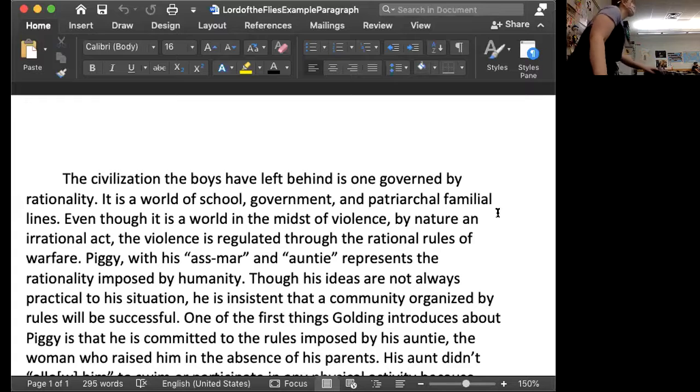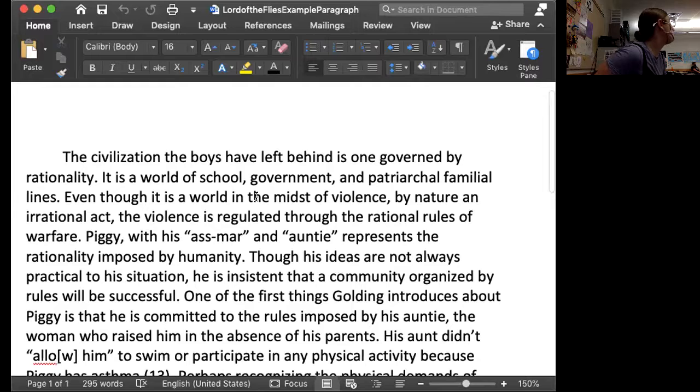All right, cool. So the first point, the first paragraph that I needed to prove was that civilization is a rational system, or at least it tries to be. So my topic sentence says the civilization the boys have left behind is one governed by rationality. And I say it's a world of school, government, and patriarchal familial lines. Even though it is a world in the midst of violence by nature and irrational acts, the violence is regulated through the rational rules of warfare. So this part right here is just explaining what I meant by my topic sentence.